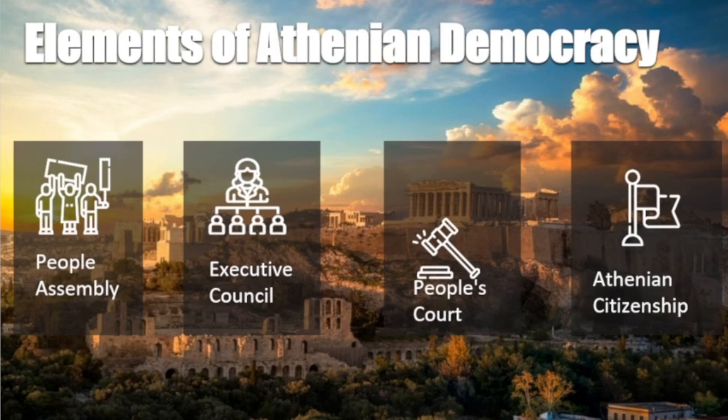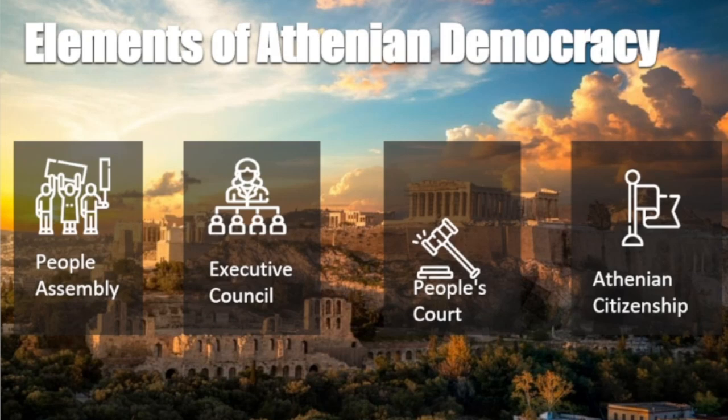The next element, which is the People's Court. The People's Court, or the judicial system, was another pillar of the Athenian democracy. The People's Court was made up of jurors selected randomly from a pool of volunteers. These jurors, numbering in hundreds for significant cases, had the authority to make legal decisions. Now, this ensured a broad representation of citizens in the legal process, maintaining public trust in the justice system.